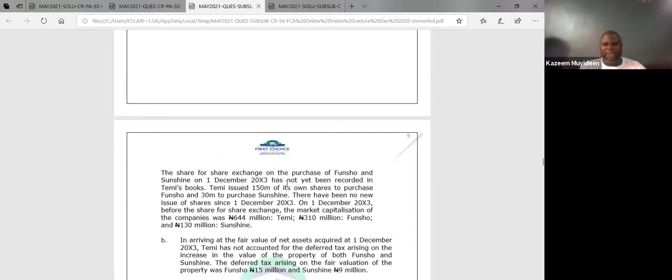On December 2003 it has not yet been recorded in Temi's books. Temi issued 150 million of his own shares to purchase Fusion. He used 150 million, and 30 million to purchase Sunshine. There have been no issues of shares since December 2003. With this one, no issue.